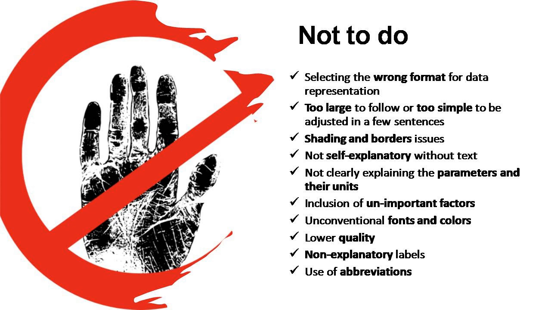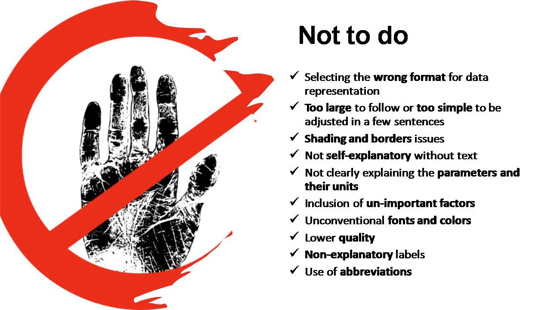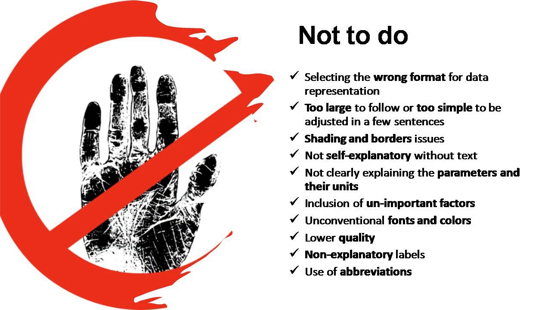And the parameters, labels, and different types of units which you are using in the paper, all these things should be clearly mentioned in the paper. And if you include important factors in the tables or in the graphics, they will not be readable by the reader. And unconventional fonts and colors, lower quality: definitely if the quality is lower, the reader will not be able to identify the correct points which you have defined.